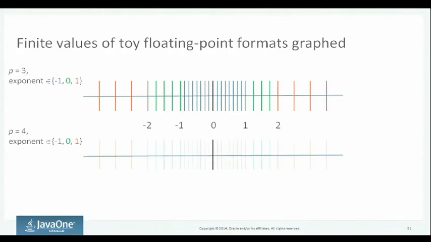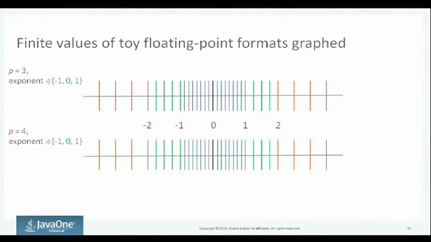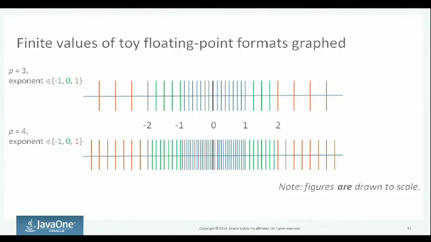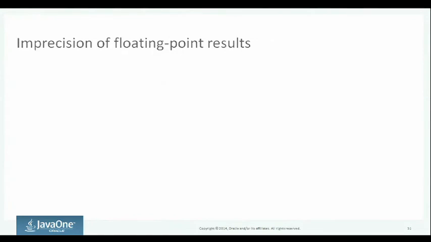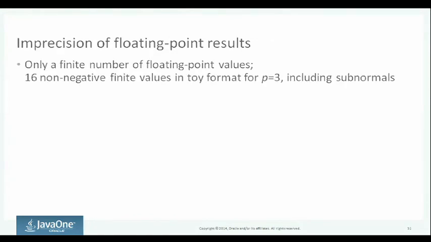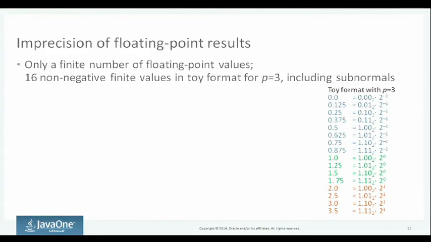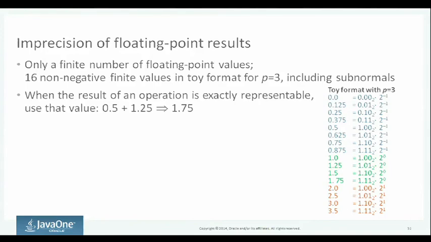Now we can look at p equals 4. So again, we'd have all the p equals 3 values we had, and now we fill in the gaps between them. So we split the difference, and then we get, as a bonus, an extra number a little bit farther out on both ends. Okay? Now, the floating point numbers are imprecise. We only have a finite number of values. So we only have 16 positive values for p equals 3. So that's all we have to work with, including those subnormal values. So here we'll write them all down.